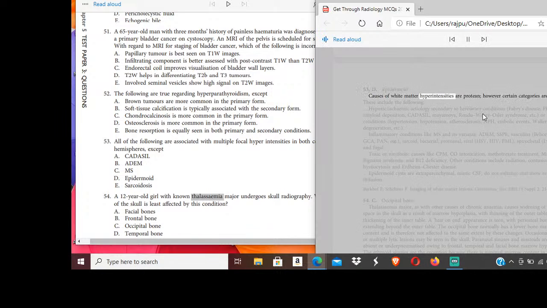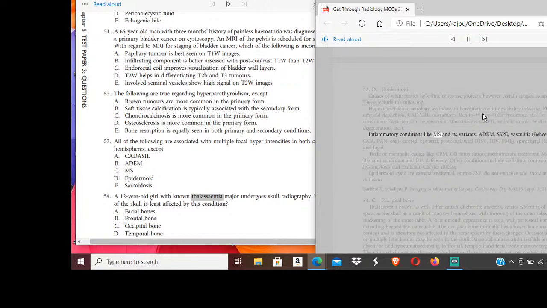Epidermoid. Causes of white matter hyperintensities are protean, however certain categories are recognized. These include the following: hypoxic/ischemic etiology secondary to hereditary conditions, Fabry's disease, PKU, MELAS, amyloid deposition, CADASIL, Moyamoya, Rendu-Weber-Osler syndrome, etc., or acquired conditions, hypertension, atherosclerosis, NPH, embolic events, Wallerian degeneration, etc.